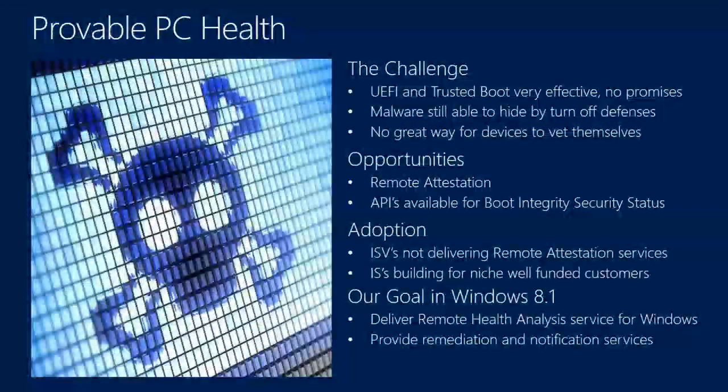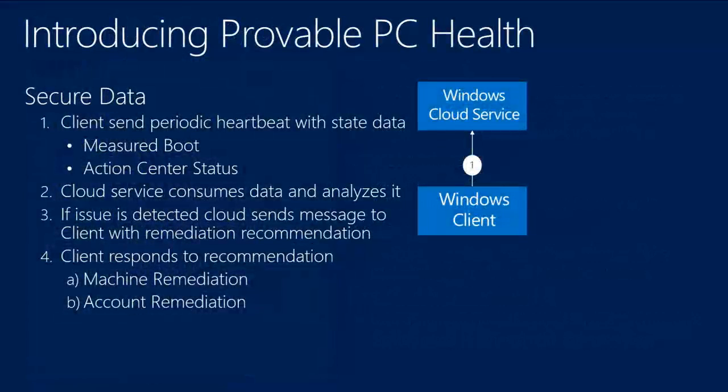So I mentioned Flame, the undetectable malware, even with Windows 8 technology. We're going to be able to detect that in the future with a new Windows 8.1 feature that does not have a name, but it does have a feature area name, so we're still working on it. We call it Provable PC Health. So what we're going to be able to do is prove from the cloud that a PC is actually healthy. I'll just walk into it and we'll talk about exactly how it works.